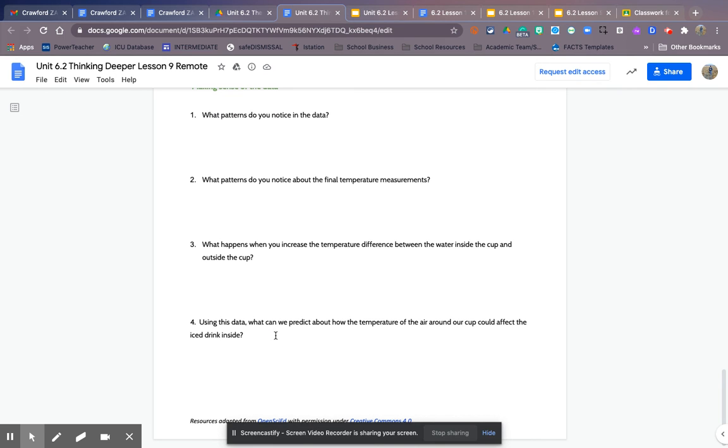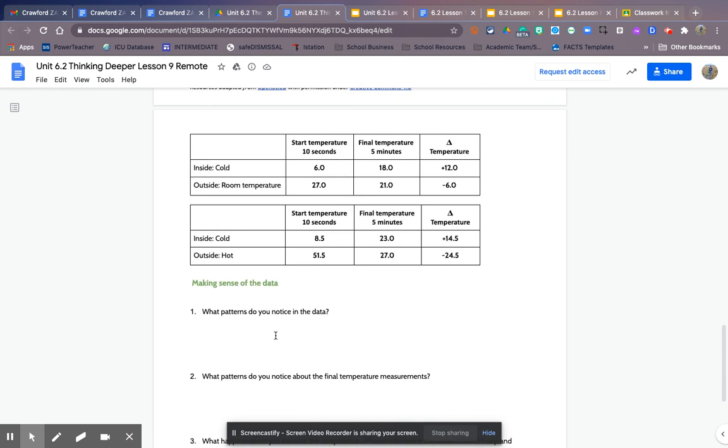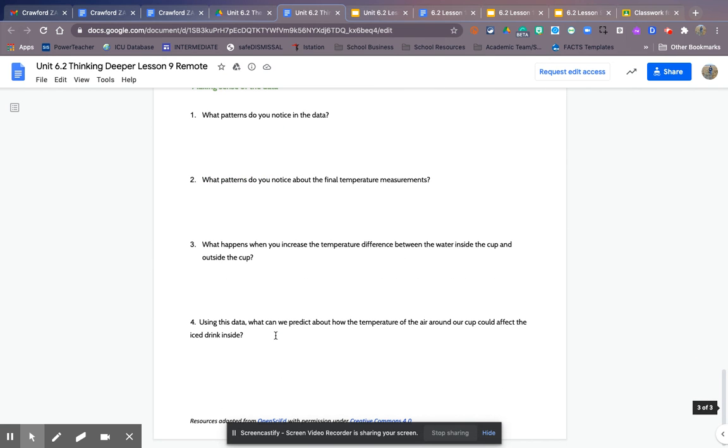And then using this data, what can we predict about how the temperature of the air around our cup could affect the iced drink inside? So using this experiment and this data, what would you predict about how the air temperature, if you had a cup on your desk, for example, would affect the ice cold drink on the inside of your cup?